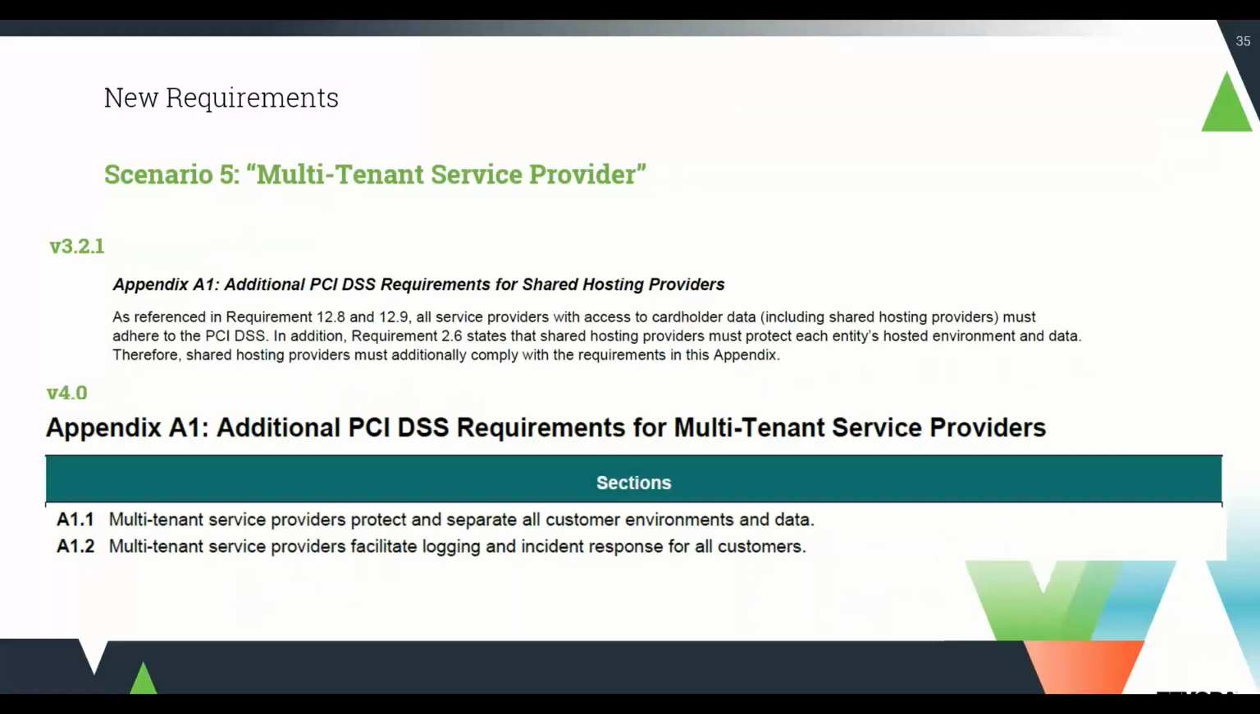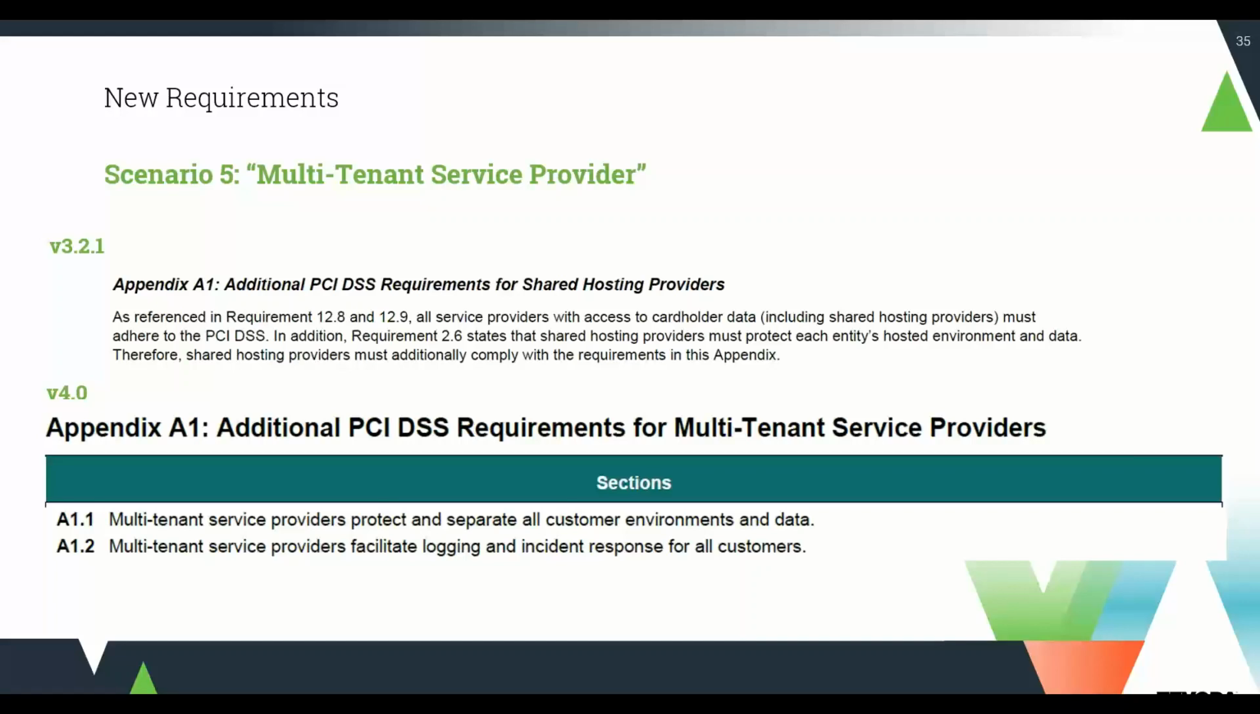Scenario number 5 is for multi-tenant service providers. There's a new concept called multi-tenant service providers that wasn't present in 3.2.1. And the big change is that there's a broadened scope of applicability for the requirements in Appendix A. In 3.2.1, Appendix A1 really just focused on shared hosting providers, your cloud providers, those that had some layer of the operating system under you. But if your environment was sitting on top of that, you had direct administration responsibilities for that environment.